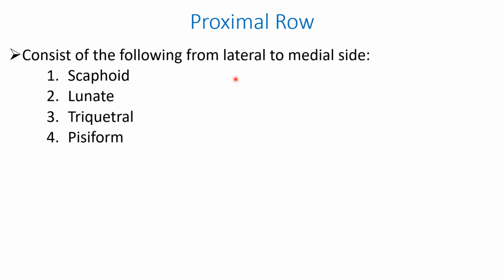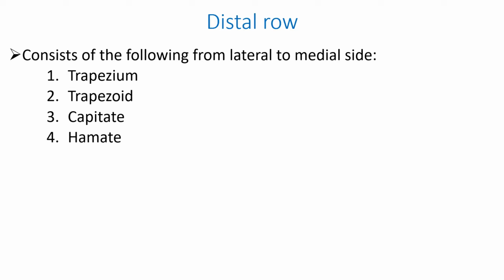So the proximal row consists of 4 bones and they are arranged from lateral to medial. From the lateral we have the scaphoid bone, followed by the lunate bone, then the triquetral bone, and then the pisiform bone. Then on the distal row, again from lateral to medial, we have the trapezium, trapezoid, capitate, and hamate bone.